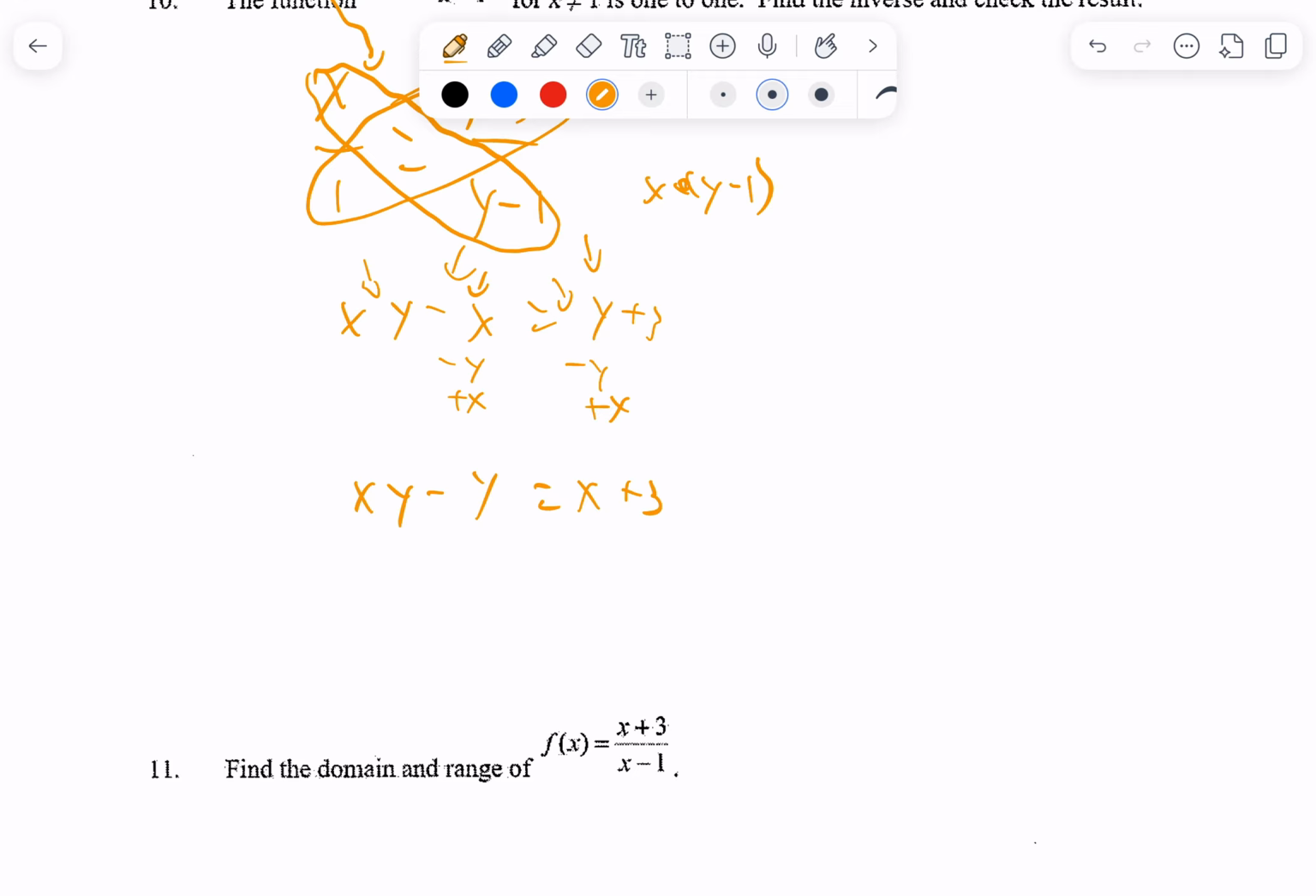Since there's a common thing here, we can separate it, sort of put it into groups. You see how the common factor is y. We can take out the y and make it x minus 1, which makes it a lot simpler, and that equals x plus 3. Then we can divide both sides by x minus 1 because we don't like the x minus 1. So that gets crossed out, and y equals x plus 3 over x minus 1. And that's the inverse.